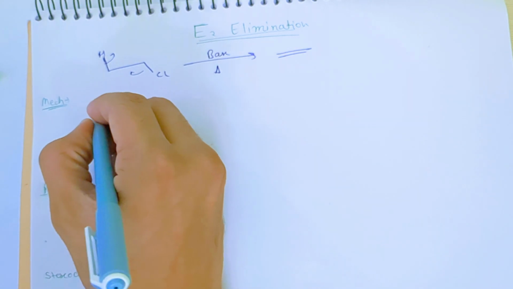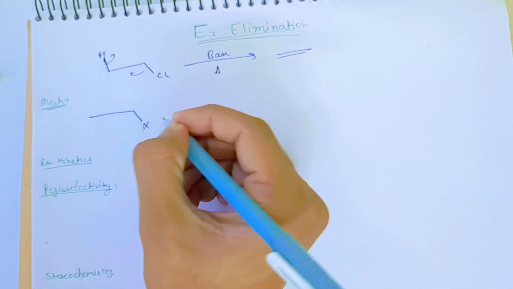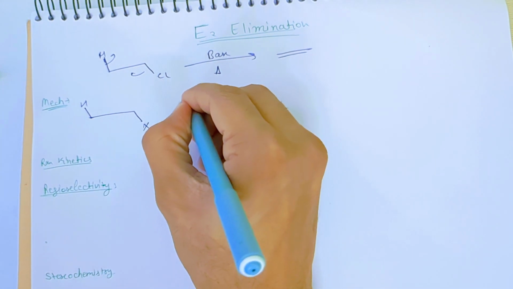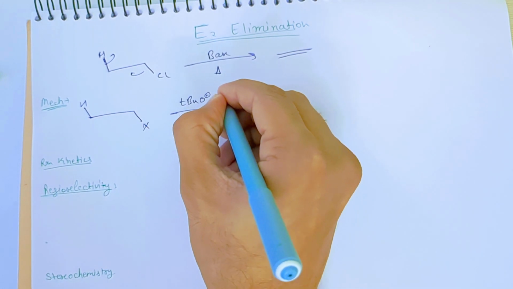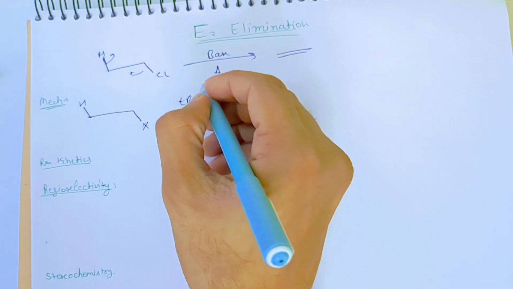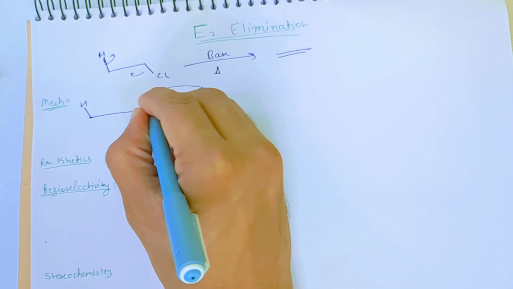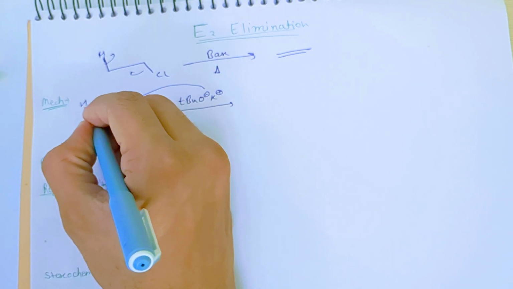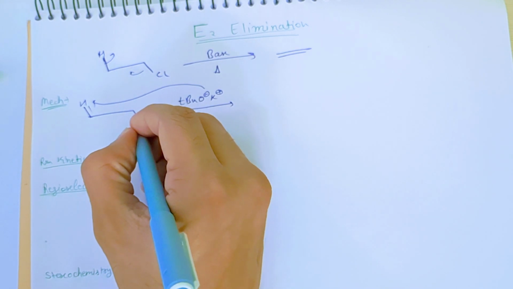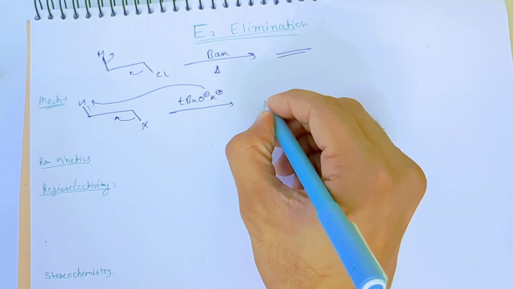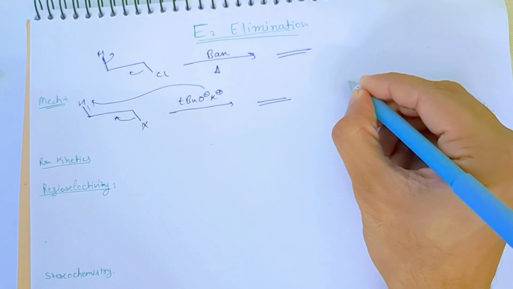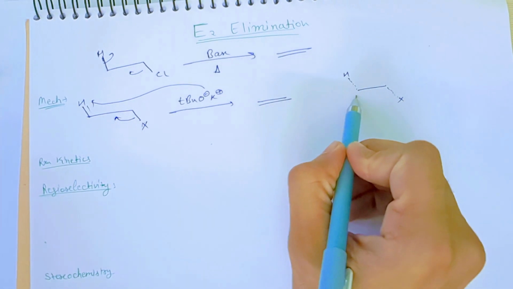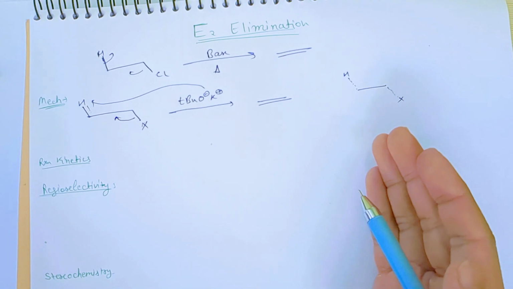That is like this: if there is a halogen X and here is hydrogen, when we use a base which can be like tertiary butyl oxide, that is a bulky base, this base will abstract this proton, and at the same time when this bond breaks, this C-X bond also breaks. Okay, and the alkene formation occurs, and this transition state will be like this. Both C-H bond breaking and C-X bond breaking occur at the same time.